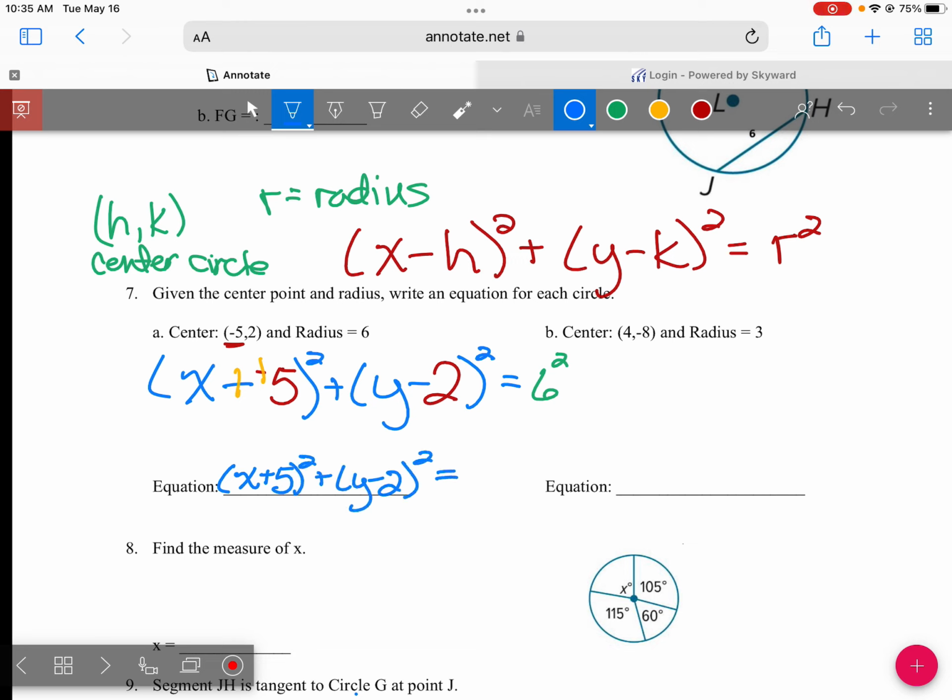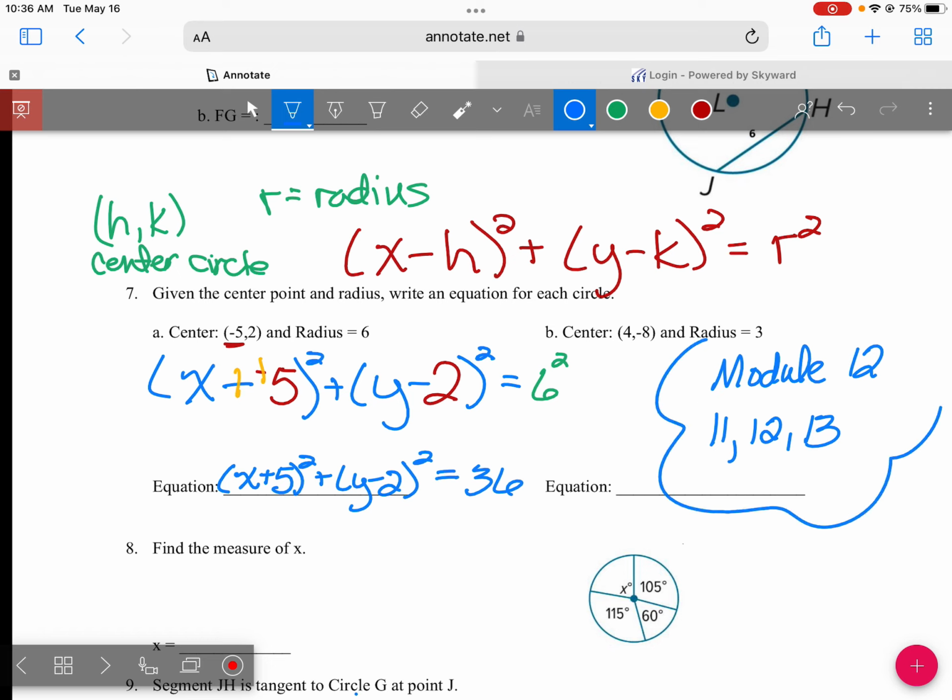If you didn't write this down, it will be on the video. Okay? Your homework tonight, please listen. I want you to try Module 12, which is the last one. It's been a long time since we've done that. I believe that's pages 11, 12, and 13. Please work on that. I want to go over some of that tomorrow. Okay? 11, 12, and 13.